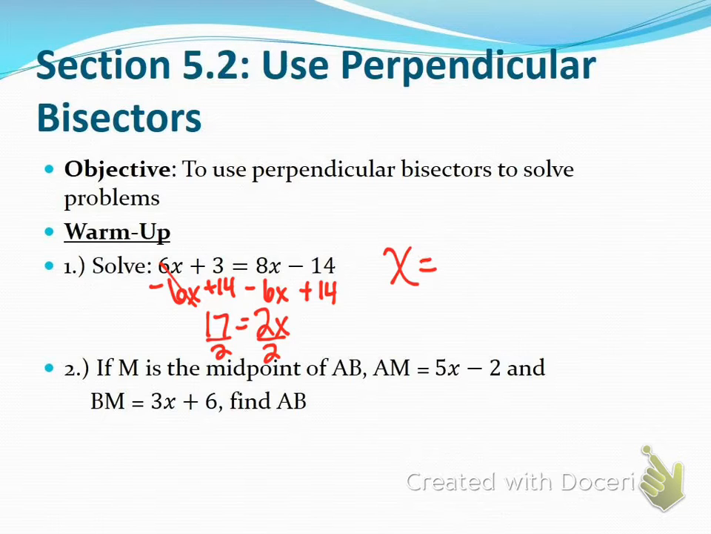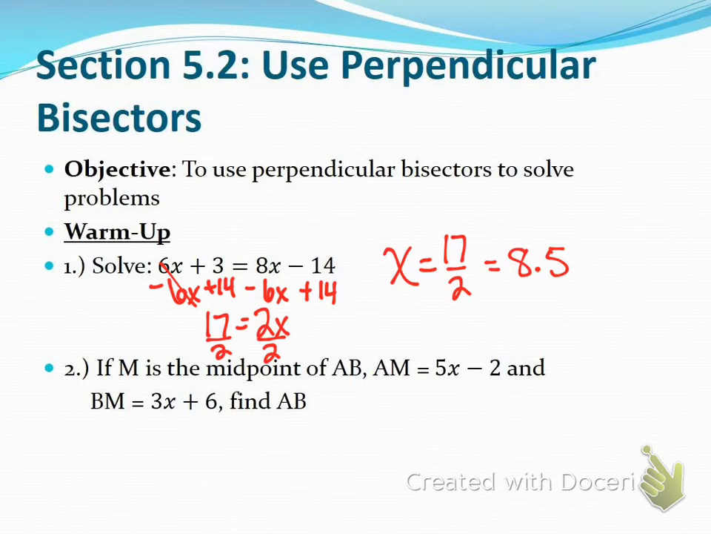I would be fine if you left it as 17 over 2, or as a decimal, that would be 8.5. Do not give me a mixed number. I'm fine with a decimal that terminates. I'm fine with an improper fraction. No mixed numbers. Questions about number 1.